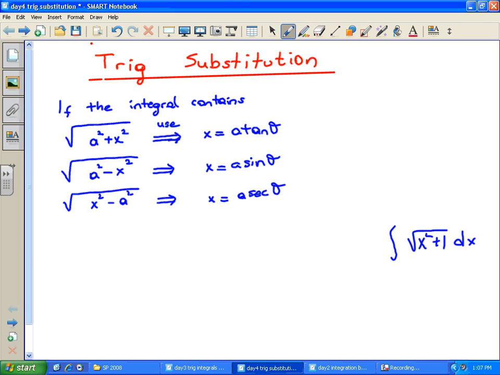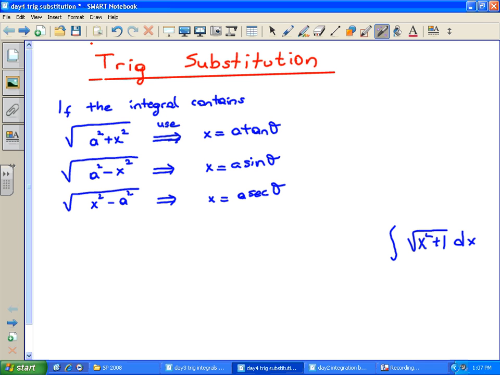Now, here are the substitutions that we're going to be using in this section. Basically, we'll have three possible substitutions. In the first case, if you have the square root of a squared plus x squared, we're going to let x be a tangent theta. If you have the square root of a squared minus x squared, we're going to let x be a sine theta. And finally, if you have the square root of x squared minus a squared, we're going to let x be a secant theta. Now, these are important substitutions, and we need to remember them.